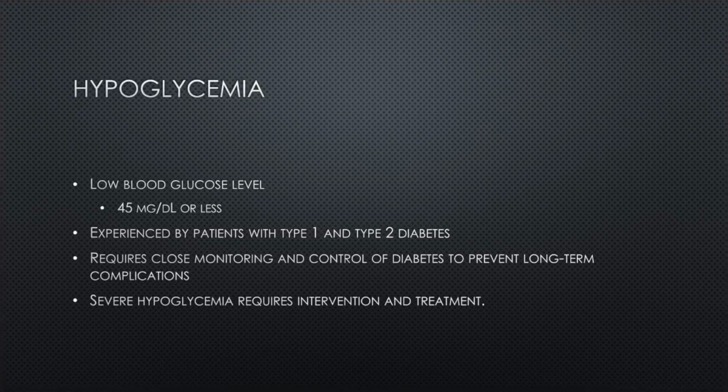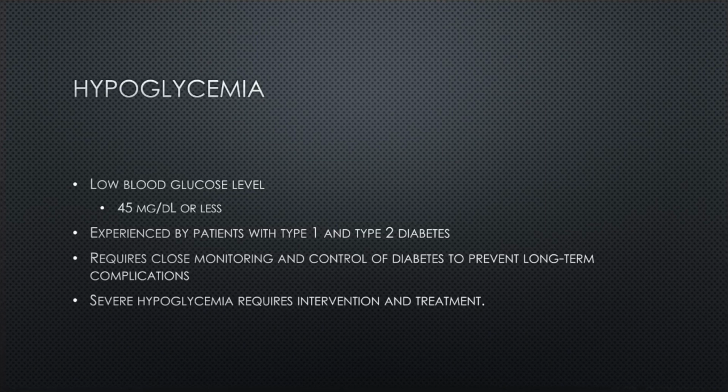Hypoglycemia. Hypoglycemia is typically a more acute condition, where diabetes is the chronic condition. Hypoglycemia could be a result of somebody with diabetes mellitus or diabetes type 2 if they take insulin or too much of their medication. It's just a low blood glucose level, typically 45 milligrams per deciliter or less. However, anything below 60 could be considered hypoglycemic. It is a common problem experienced by patients with both type 1 and type 2 diabetes. Patients must closely monitor and intensively control their diabetes to prevent long-term complications. Hypoglycemia is relatively common and can be treated easily.